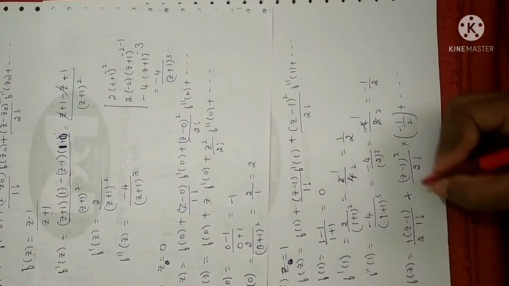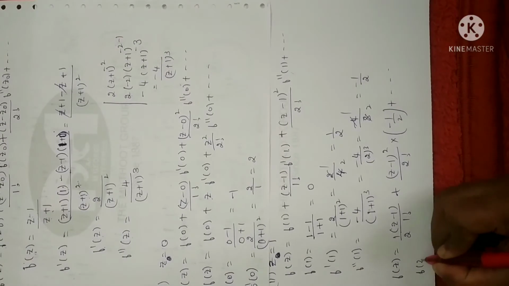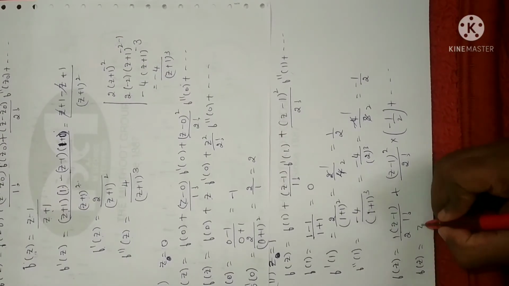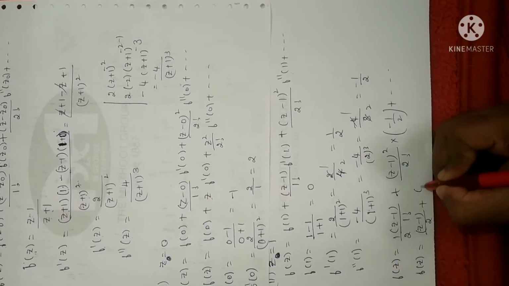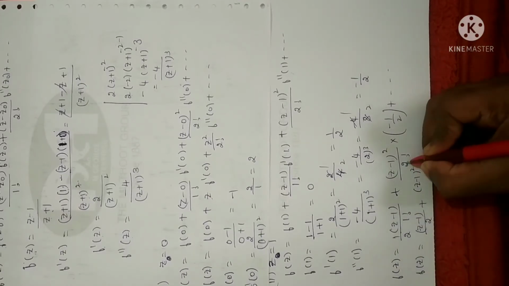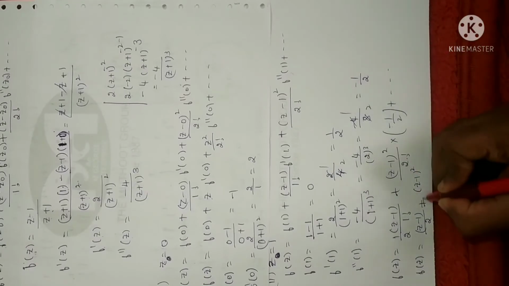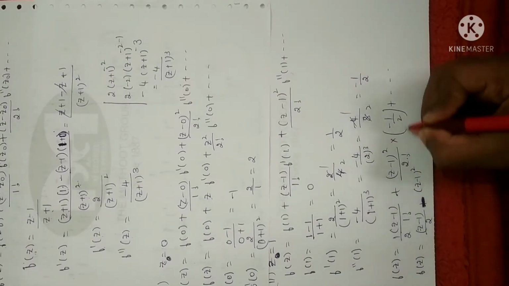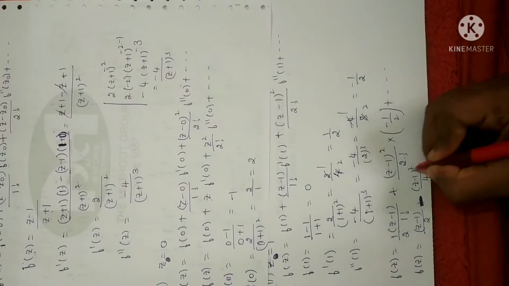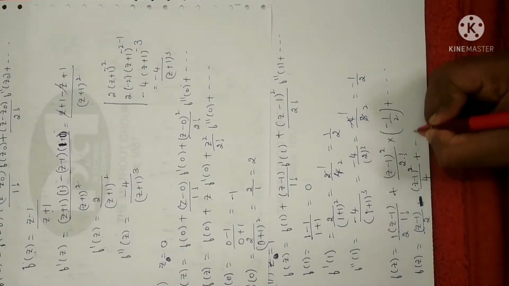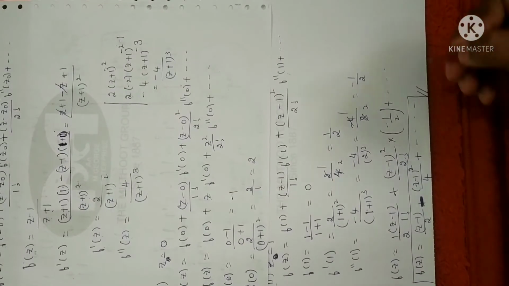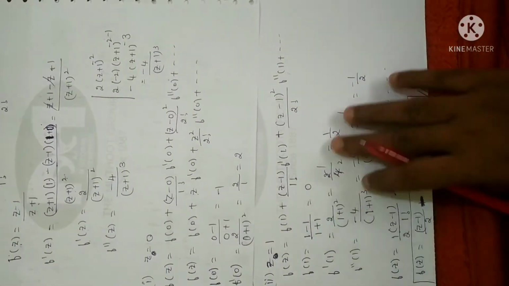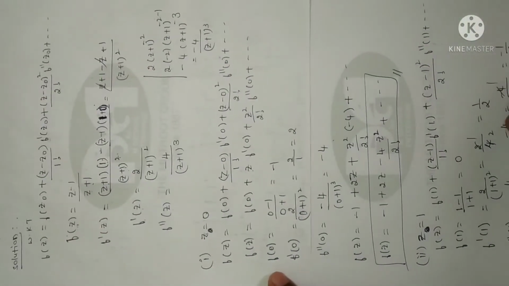I can rewrite the same expression as f of z is equal to z minus 1 factorial is 1 into 2 is 2, plus z minus 1 whole square, 2 factorial is 2. So if plus, it will become minus, 2 into 2 is 4. So minus z minus 1 whole square by 4 plus so on. So this is the required Taylor series expansion about the point z is equal to 1. So this is what the required solution is.